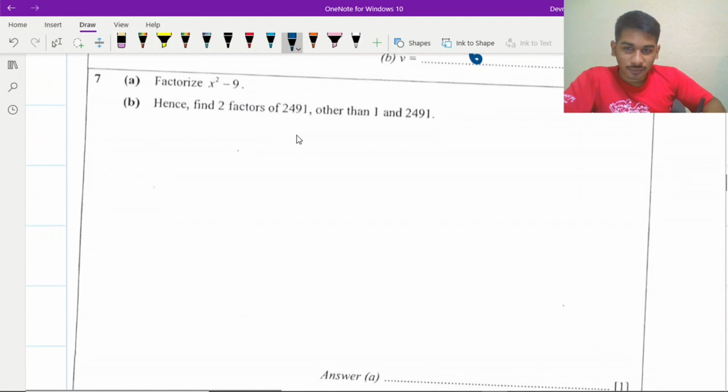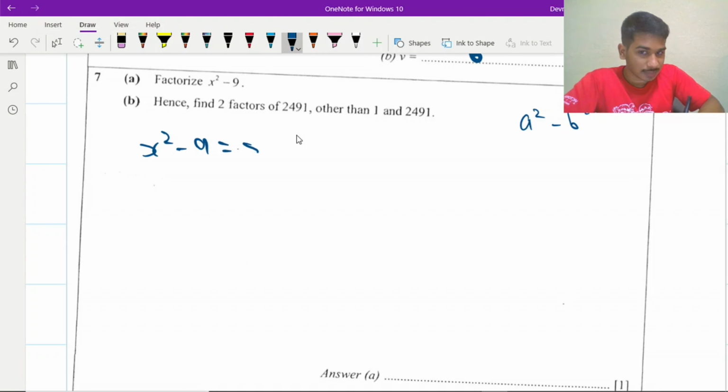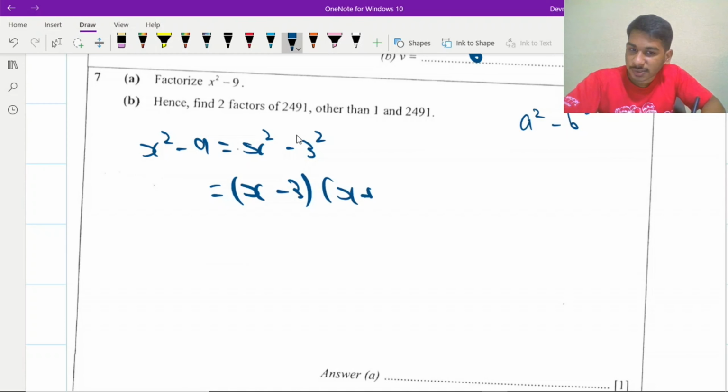Factorize that thing. We're going to use the same idea of difference of squares, a square minus b square, because you see 9 is 3 square. So x square minus 9 is the same thing as x square minus 3 square, which is the same thing as x minus 3 times x plus 3.